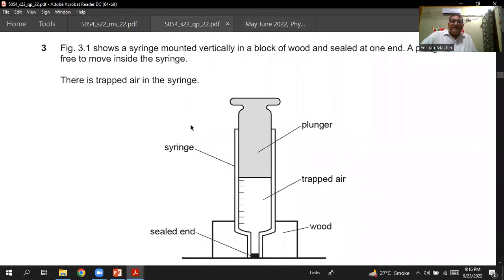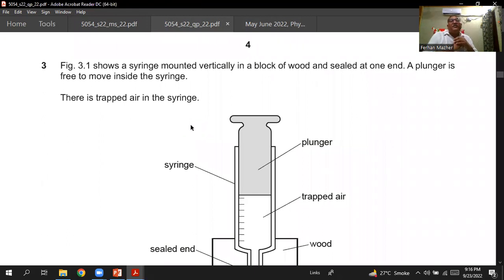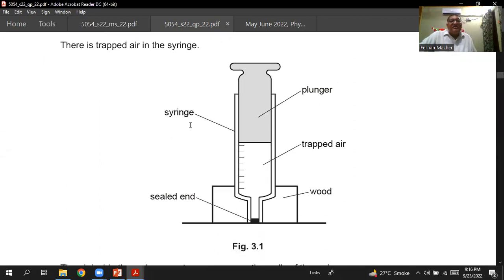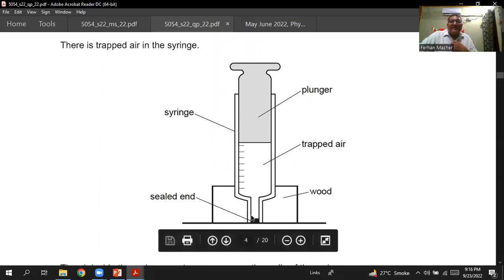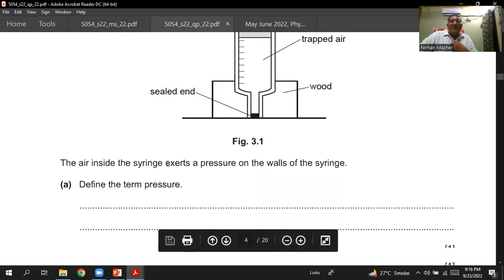The next question says, figure 3.1 shows a syringe mounted vertically in a block of wood and sealed at one end. A plunger is free to move inside the syringe. There is trapped air in the syringe. So here we have trapped air. This is the plunger. This is the syringe. It is sealed here. Okay.